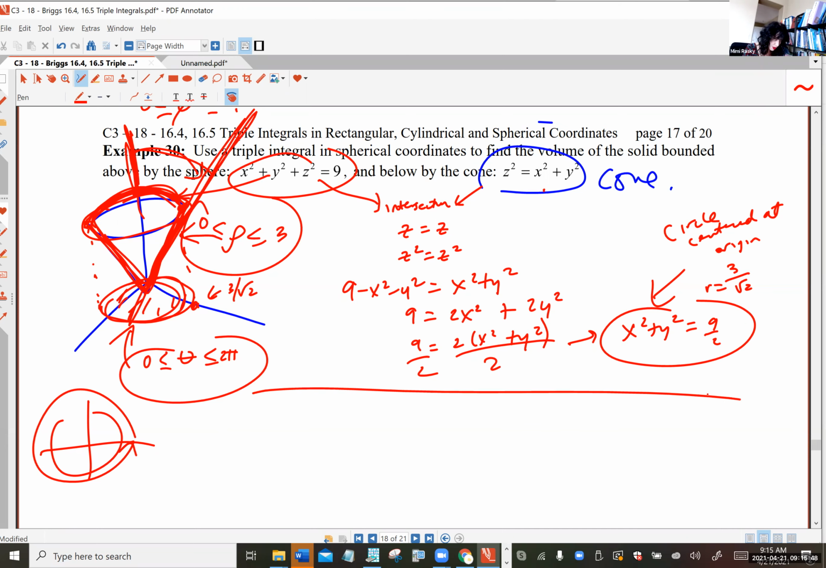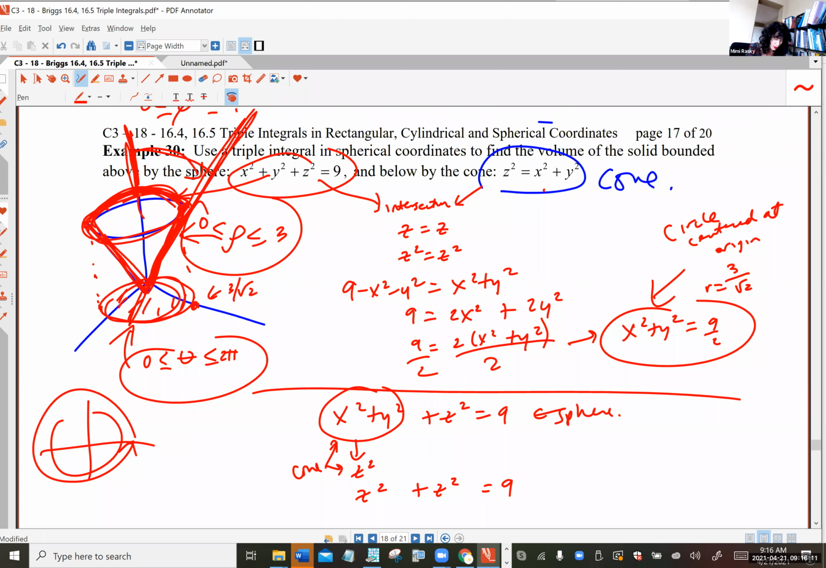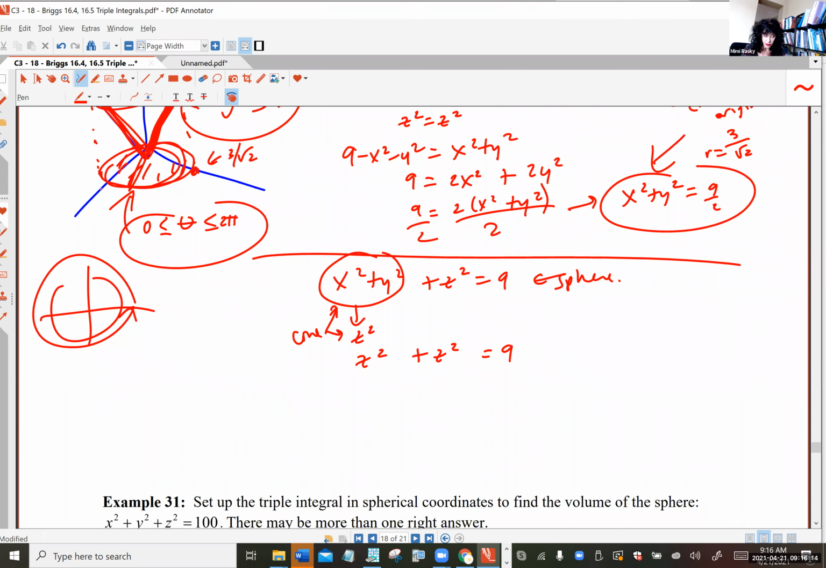The way to do it is, and this is a little bit weird, if I start over, if I look at x squared plus y squared plus z squared equals 9, that's the sphere. And I know from the cone that x squared plus y squared is equal to z squared. If I then rewrite this sphere equation as z squared plus z squared equals 9, because I'm talking about that ridge, that intersection where the cone and the sphere meet, then I can combine like terms, and you're like, oh man.